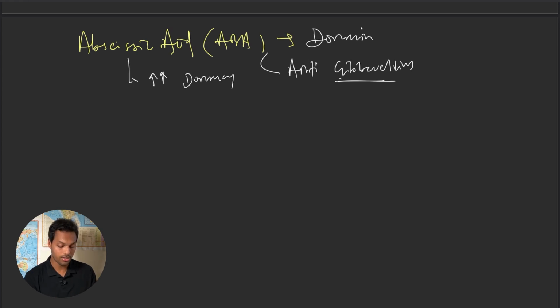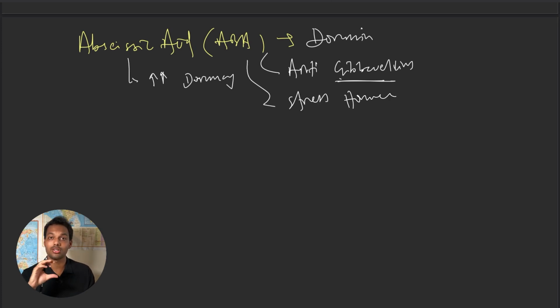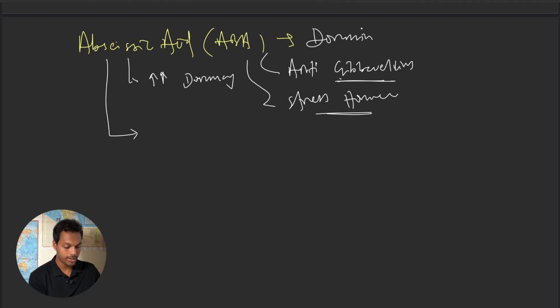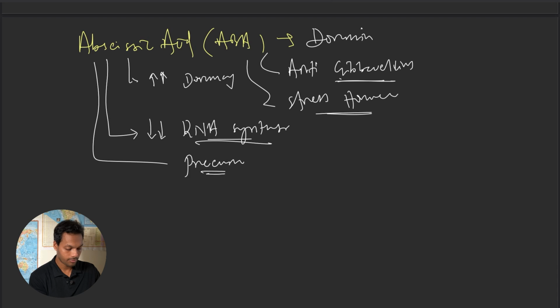Abscisic acid is also called the stress hormone. When the plant is under stress, whether moisture stress, temperature stress or any type of stress, the production of abscisic acid is more, and that is why it is called the stress hormone. Its main mechanism of action is that it inhibits RNA synthesis, and its precursor is violaxanthin.